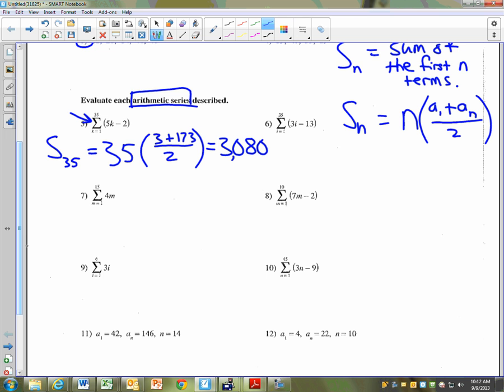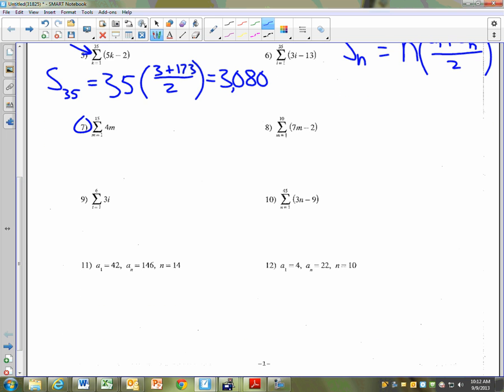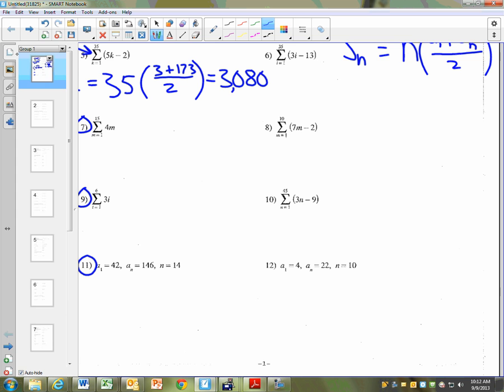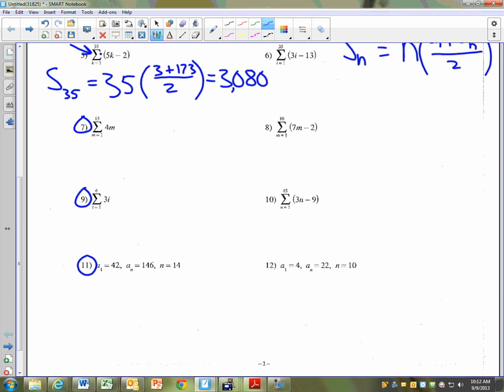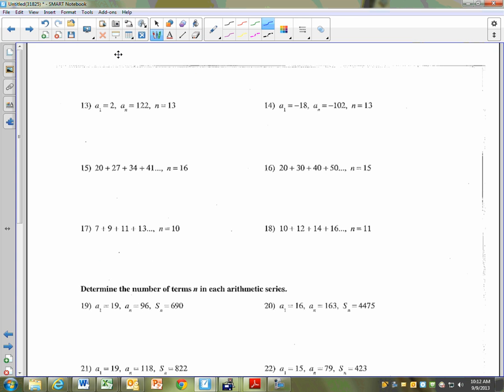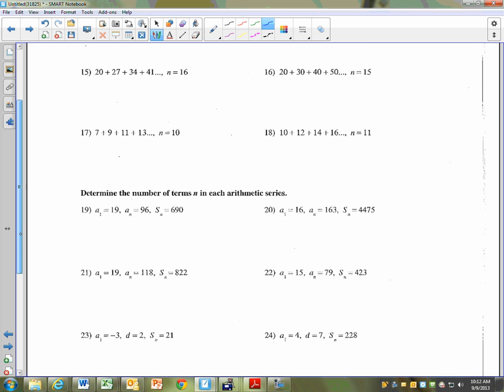Are there any questions on how I did that? Okay, so I will expect you to do problems 7, 9, and 11 as well. I'm going to show you how to do ones that don't look exactly like that. We're going to go to the back side. Let's look at problem number 15. Okay, so let's look at 15.